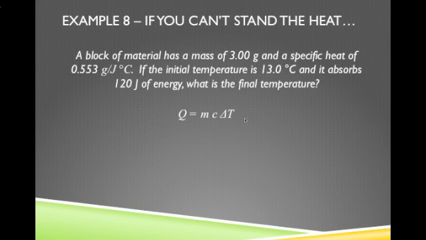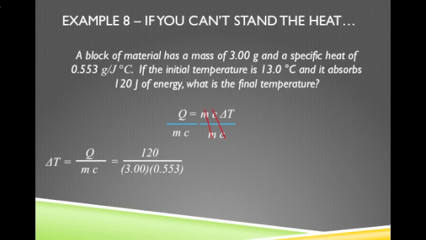Let's get delta T by itself. I'm going to divide both sides by M and C. Okay, they're going to cancel out. And that's going to leave me with my new formula. I'm going to plug in the numbers from the problem. Again, I've got two things on bottom, so I have to make sure I divide by both of them. Put it in the calculator.